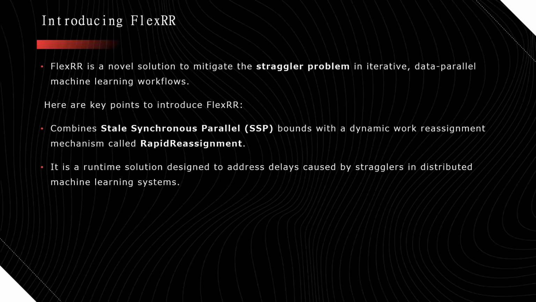Introduction to FlexRR. FlexRR is a novel solution to mitigate the straggler problem in iterative data parallel machine learning workflows. Here are some key points to introduce FlexRR. FlexRR is a runtime solution designed to address delays caused by stragglers in distributed machine learning systems. It combines stale synchronous parallel bounds with a dynamic work reassignment mechanism called rapid reassignment.